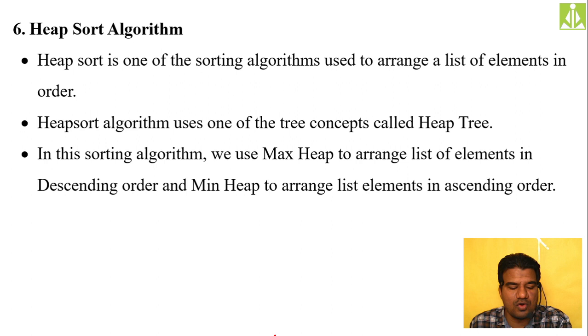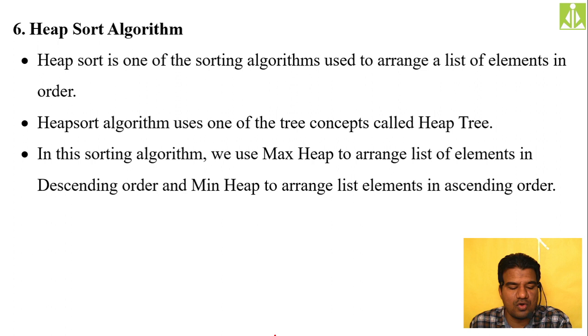Heap sort algorithm. Heap sort is one of the sorting algorithms used to arrange the list of elements in order. All the sorting techniques basically we are using for arranging the elements only, either in ascending order or in descending order. Heap sort algorithm uses one of the tree concepts, like your heap tree. We discussed this heap concept in your fourth unit as well. Maximum heap, minimum heap, that concept we discussed over there. The same concept we apply over here in case of heap sort.